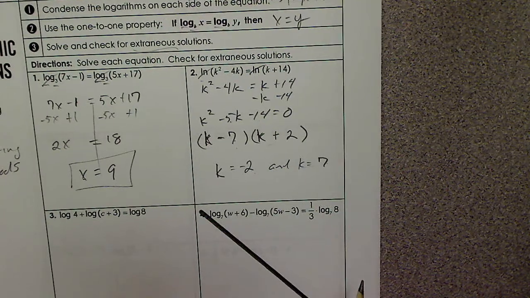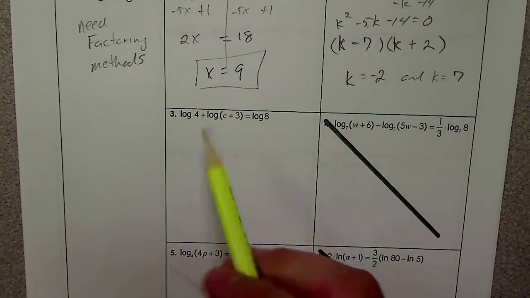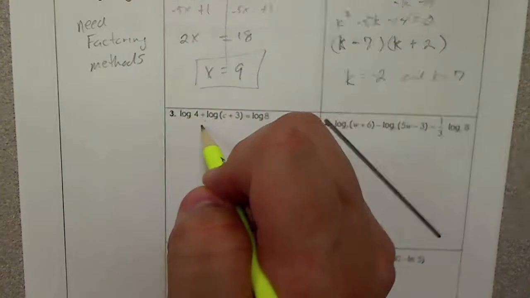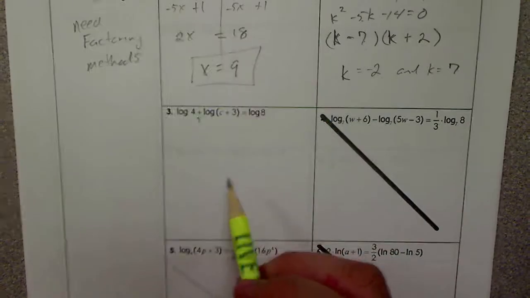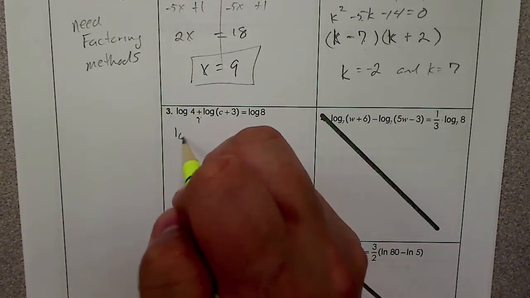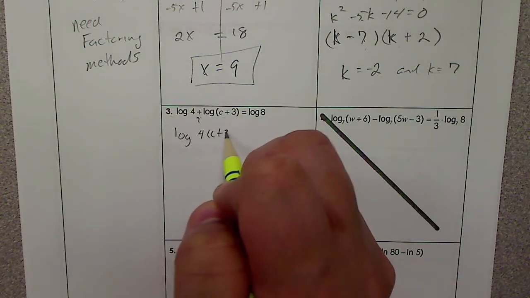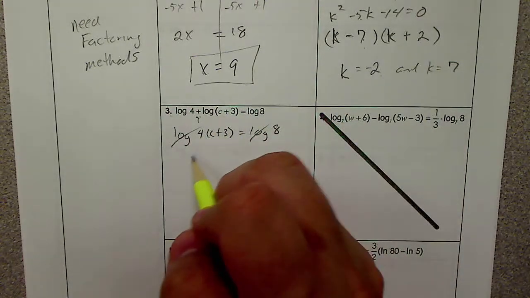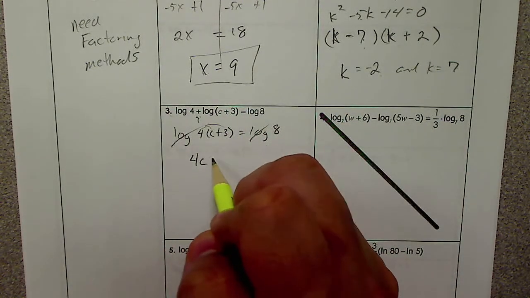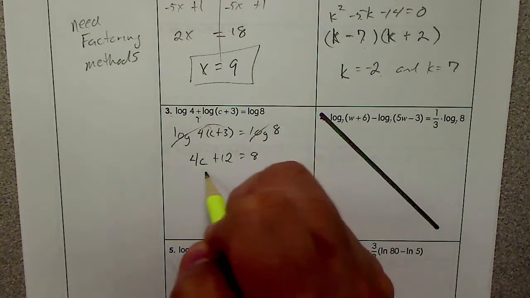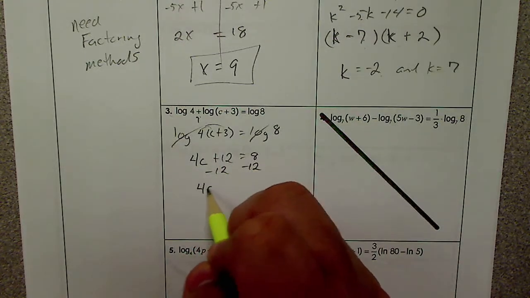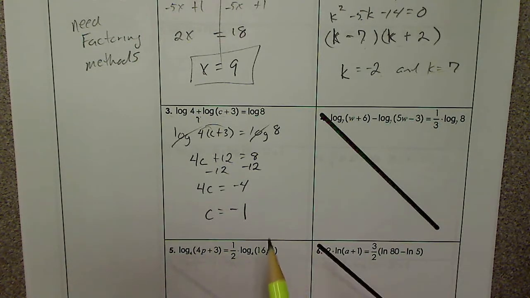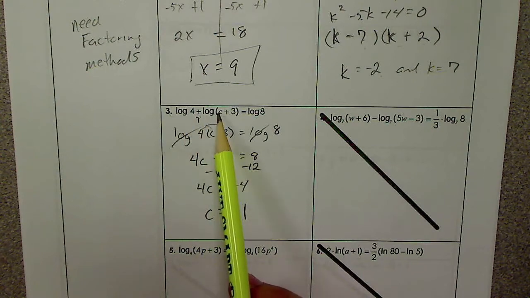Okay. So what happens when you have to condense? Well, condensing basically says this. Since I have an addition problem, I'm going to make sure and multiply. So if I put these together, it'll become the log of 4 times c plus 3 is equal to the log of 8. Then you can eliminate your logarithm, and you get 4c plus 12 is equal to 8. So 4c is equal to negative 4, so c is equal to negative 1. And again, you can check to make sure that this side works here.